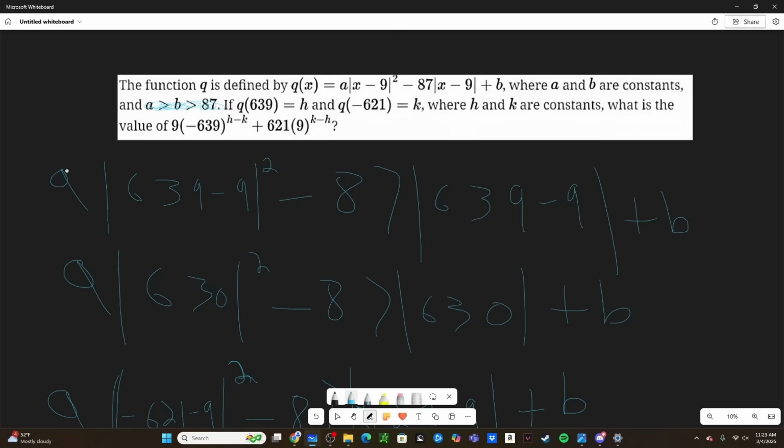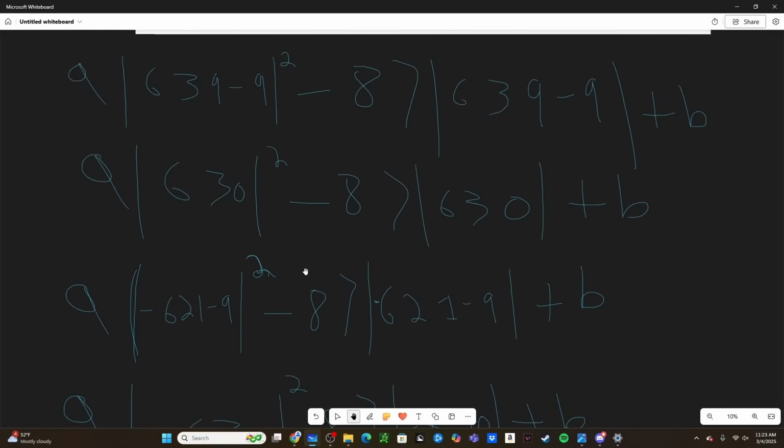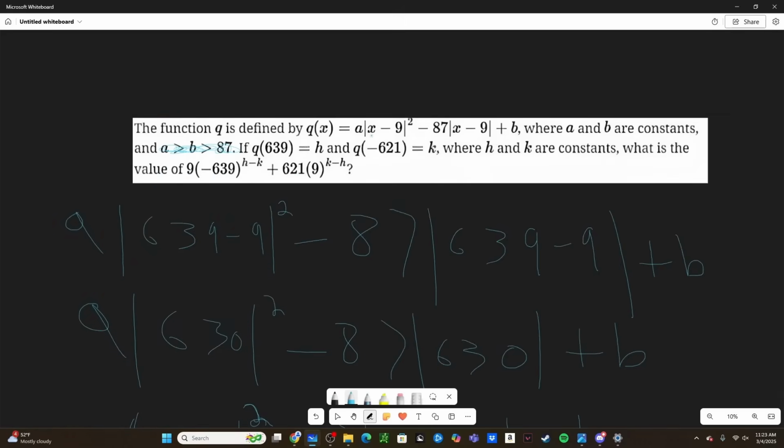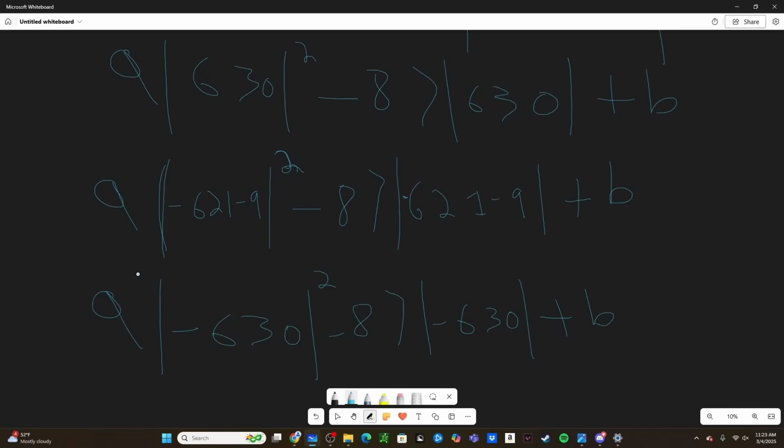When you do that, this is what you're going to get: a times the absolute value of 639 minus 9 whole squared minus 87 times 639 minus 9 plus b. Now, when we actually subtract 9, we get a times the absolute value of 630 whole squared minus 87 times the absolute value of 630 plus b. Now let's plug in the second part, which is plugging in negative 621 as x. When we do that, what we're going to end up with after all the plugging in is this equation.